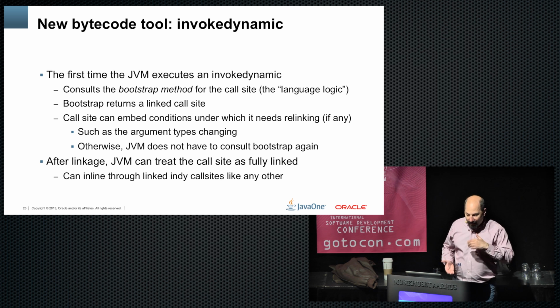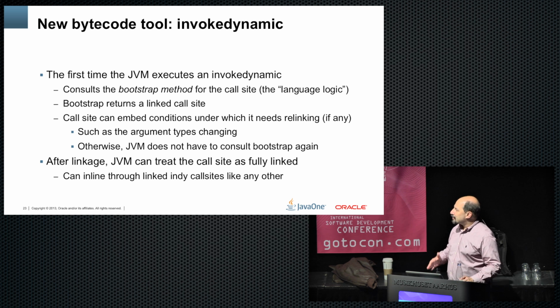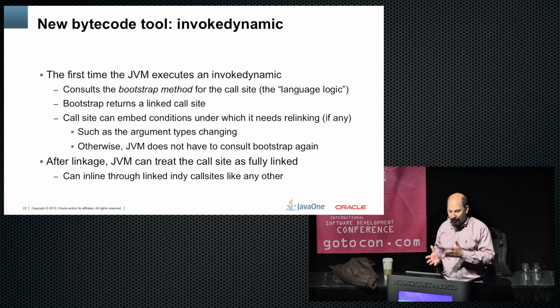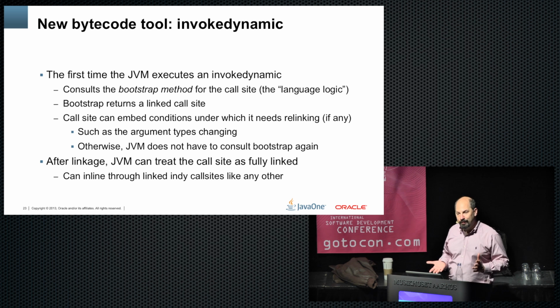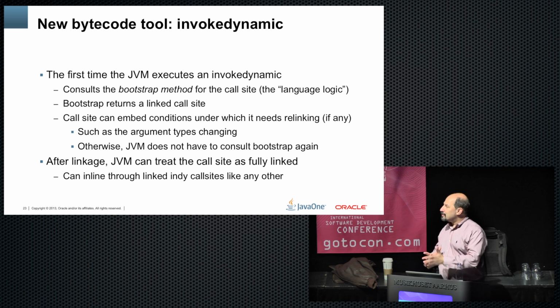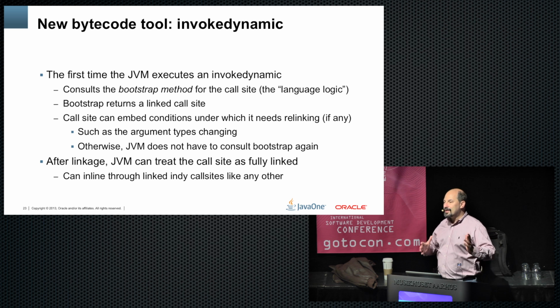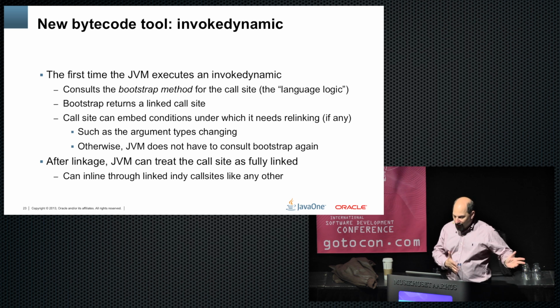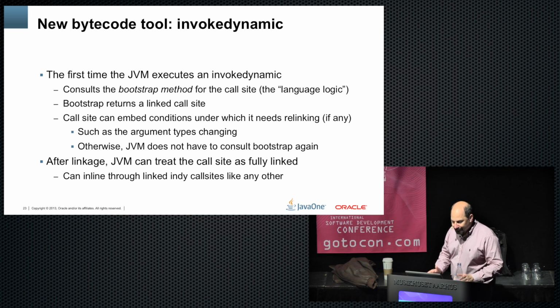And thereafter, if those conditions aren't present, the VM never has to consult the bootstrap method again. So afterwards, the VM can treat the call site as being fully linked and then inline it through just like any other call site. So it's a pretty cool tool. It allows you to do some one-time work and then reuse that decision. And this is what we ended up using in our translation of lambdas, even though Java is a statically typed language. This is theoretically a tool for dynamically typed languages, but why should they have all the fun?